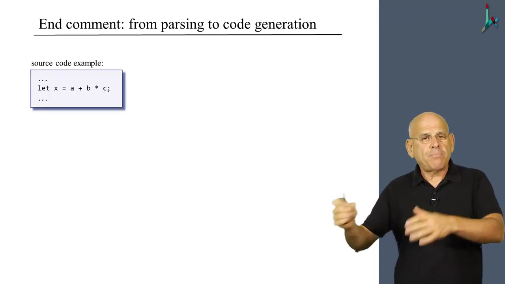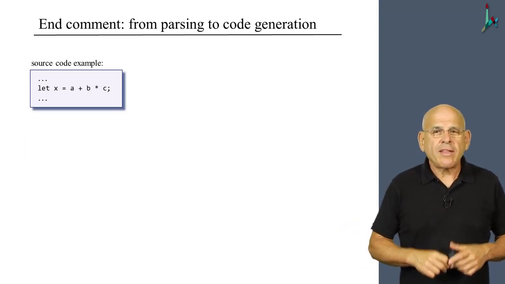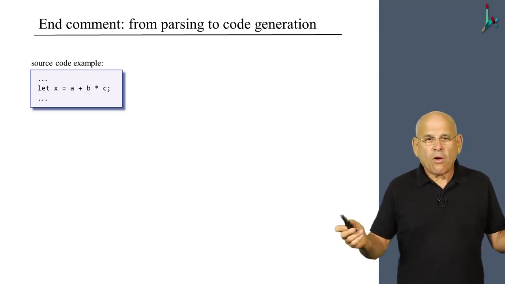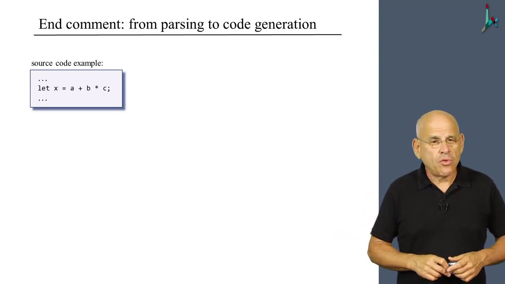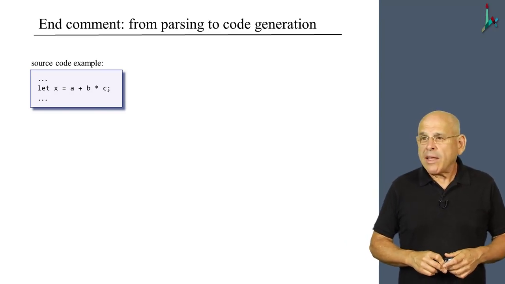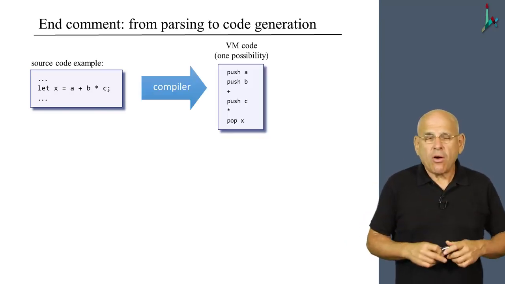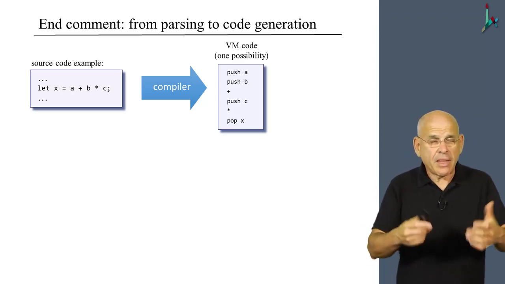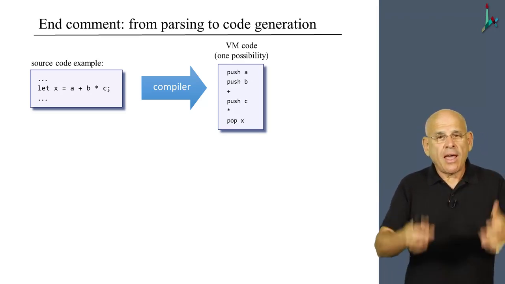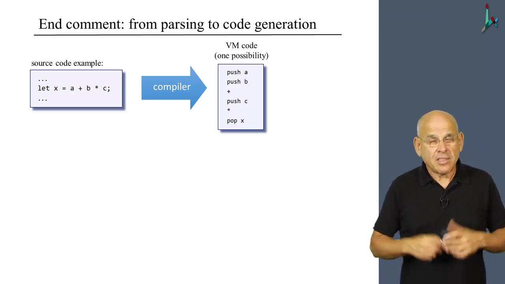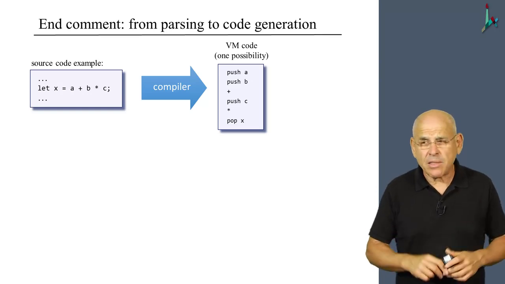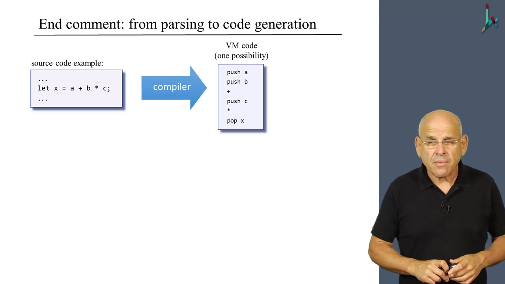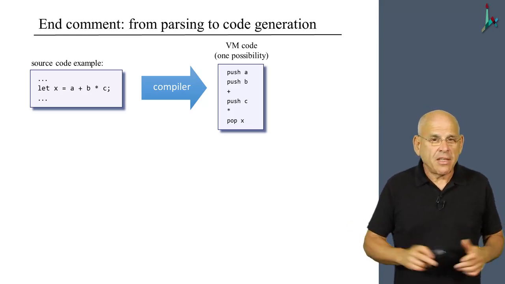Instead of A plus B minus C, we now look at A plus B times C. What will the code generator or the previous algorithm do with this expression? Well, it will happily produce the VM code that we see here. It will push A, it will push B, it will add them up, then it will push C and multiply the result by C. And then, obviously, it will pop the result into X.